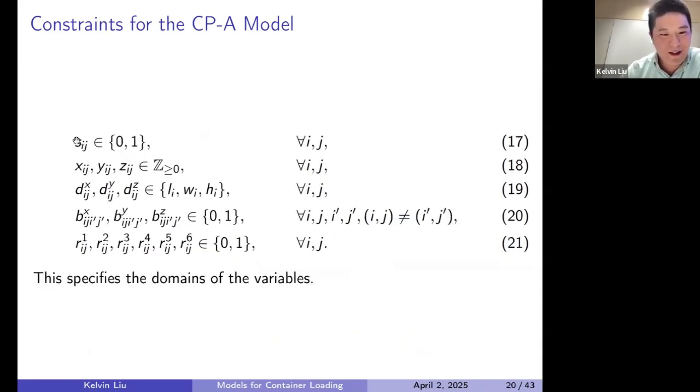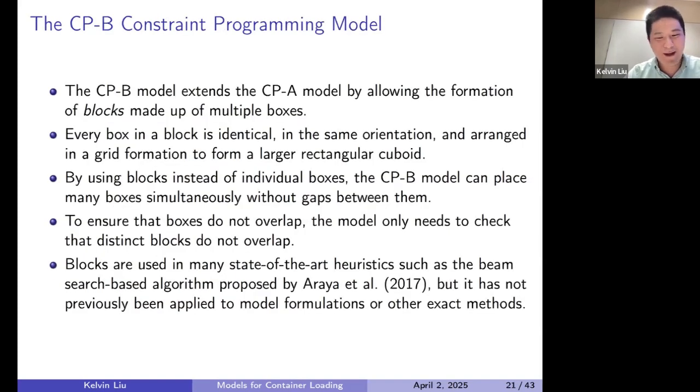Okay, and these are the domains. Sij, Bx, By, Bz, and the R variables are all binary variables. These are positive integers determining where each box is positioned in the container. And then these are the dimensions of each box. There are 3 possible values because it's just rotated from Li, Wi, and Hi. So these are the domains. Okay, so that's the CPA model. That's quite straightforward relatively compared to the CPB model, which builds upon it. So yeah, focus.